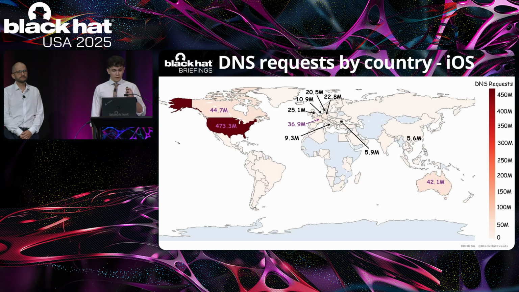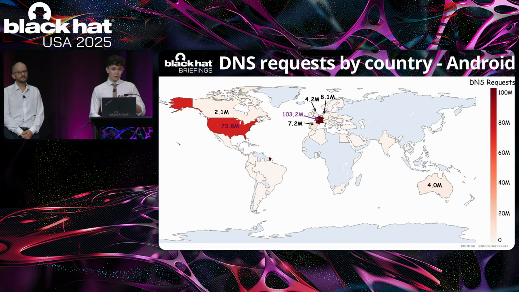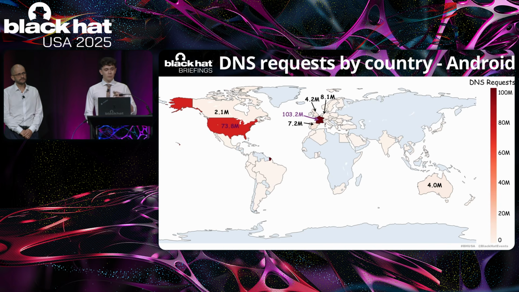For Android, we can see a difference not only in the number of requests, but also in the number of countries. Significantly fewer countries were found, with France and USA dominating the number of requests. Nevertheless, in both cases, for both iOS and Android, DNS requests have been collected from all over the globe.